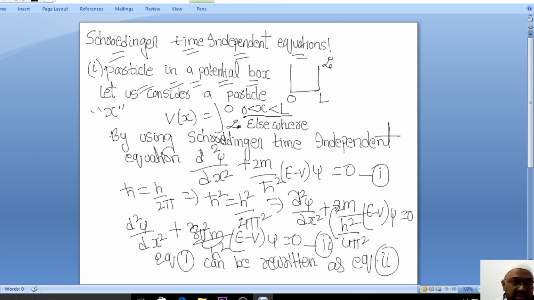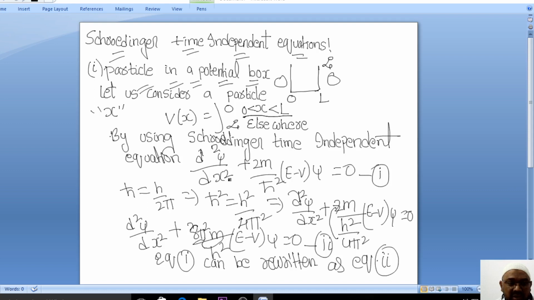Just now we started with the particle in a potential box with the boundary condition 0 to L. We need to find out the energy of this particle inside the potential box. The potential of the particle will be 0 when the particle is lying between 0 to L. Elsewhere, it may be here or it may be here, V of x is equal to infinity. By using the Schrodinger time independent equation, we need to calculate the energy of this particle and also the wave function of this particle.